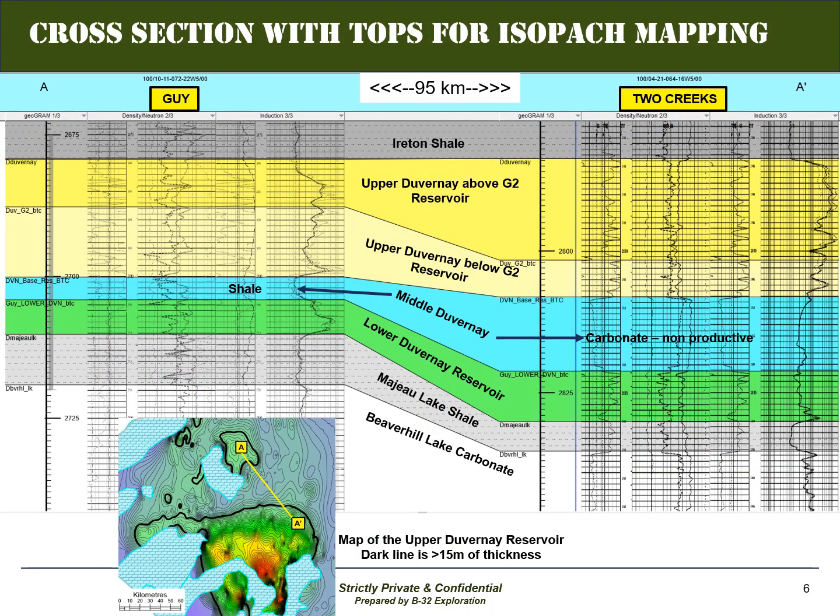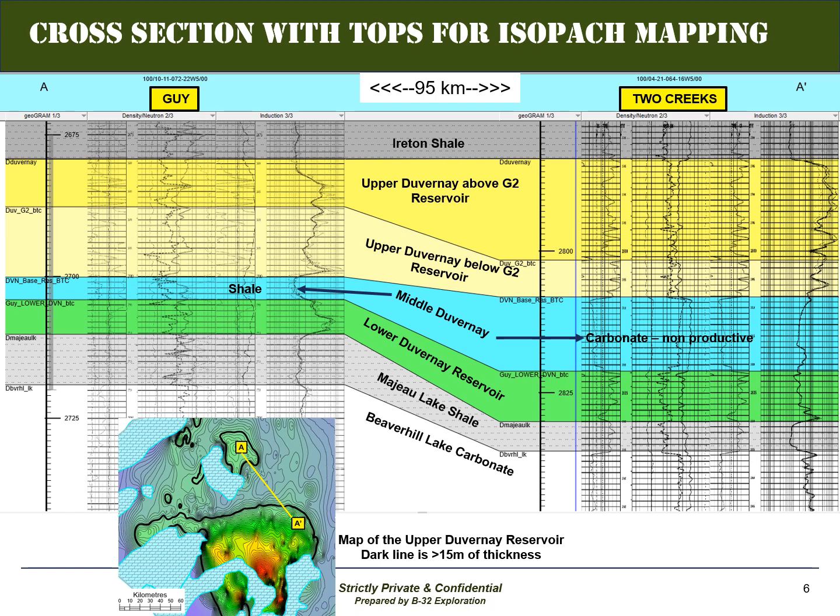Moving on to the project from a mapping perspective, I just want to show a cartoon cross-section of A to A prime representing 2 areas, one called Guy and the other one is called Two Creeks. They're about 100 kilometers apart. You can see the lower left-hand map of the upper Duvernay reservoir, and again where I've used a dark line being greater than 15 meters of thickness.